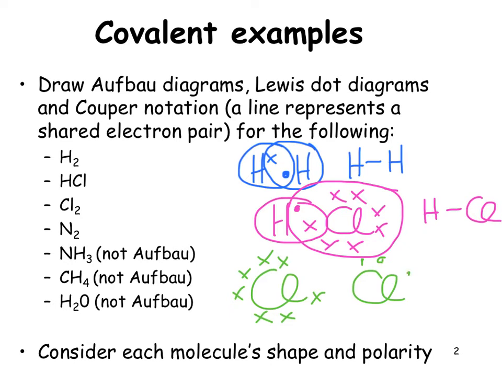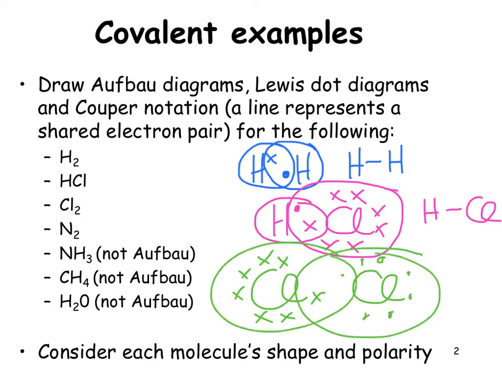This chlorine has got 7 valence electrons. So they share, and I land up with them each thinking they're neon, and it's chlorine with a single line between them. Why? Because there's one shared pair over there.